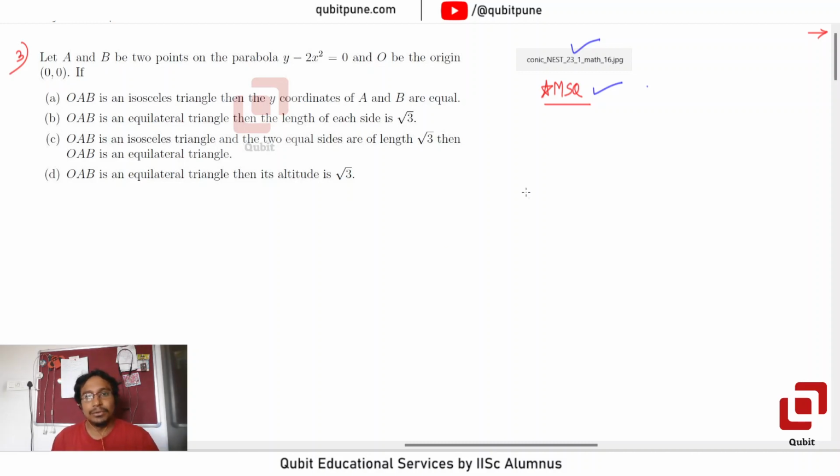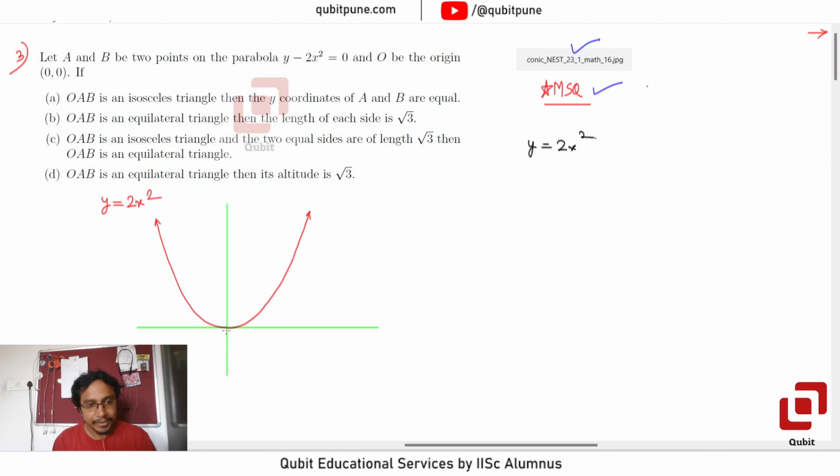Acha. So there are 2 points on this parabola. The equation of the parabola is y equals 2x squared. Even powers of x, so it must be symmetric about the y-axis. So how would the curve look? The curve would look like this. Okay, the curve would look like this. This is the origin.